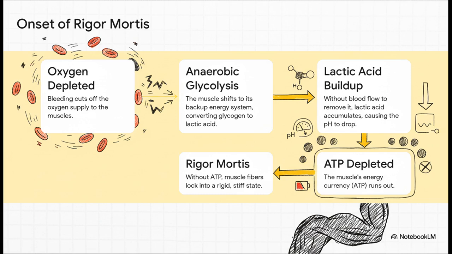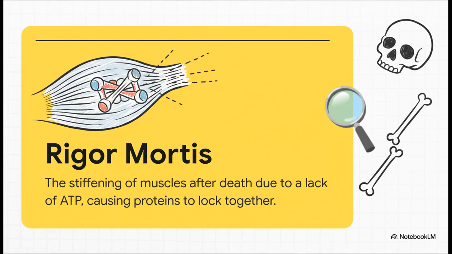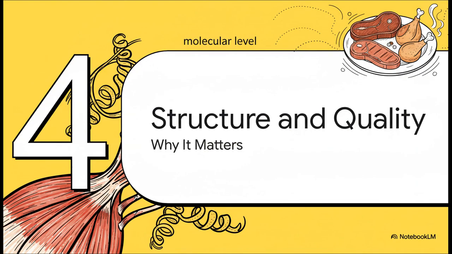And when there's no more ATP, everything just locks up. And that final step? Well, that's what leads to rigor mortis, that famous stiffening of muscles after death. What's happening is that without ATP to unlock everything, permanent little cross bridges form between the proteins inside those myofibrils we just talked about. The muscle literally locks itself into a rigid, stiff state. So we've gone from the big picture all the way down to the molecular level. Now, let's zoom back out and connect all this science to what really matters when you're hungry, the quality of the meat on your plate.